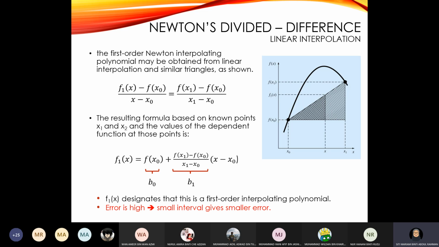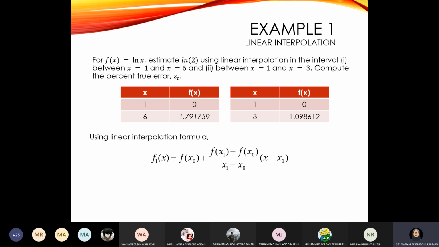So first order Newton divided difference is no problem. But B1, when we talk about divided difference, remember when we learned forward, backward, centered divided difference? The concept of divided difference is the slope, f(x1) minus f(x0) over x1 minus x0. That is called divided difference. So for first order, it is straightforward.